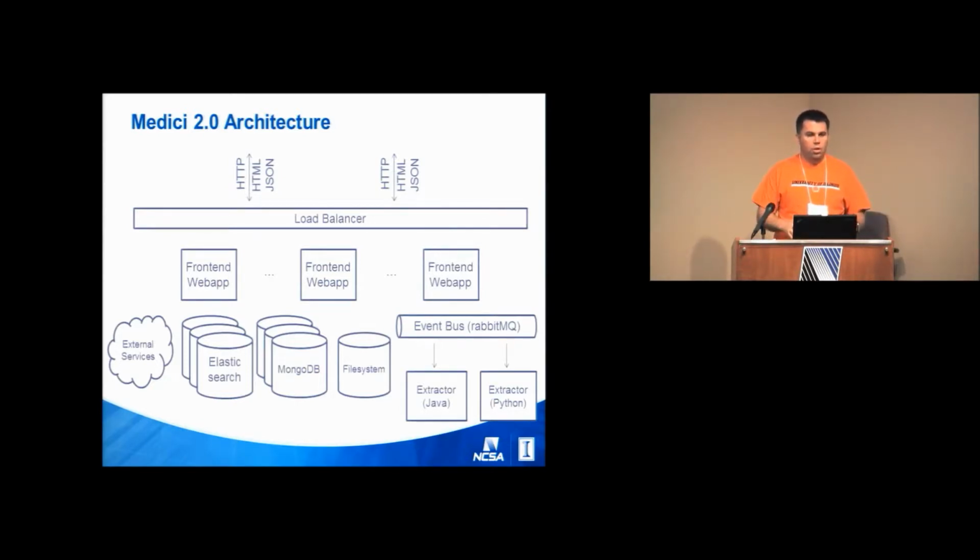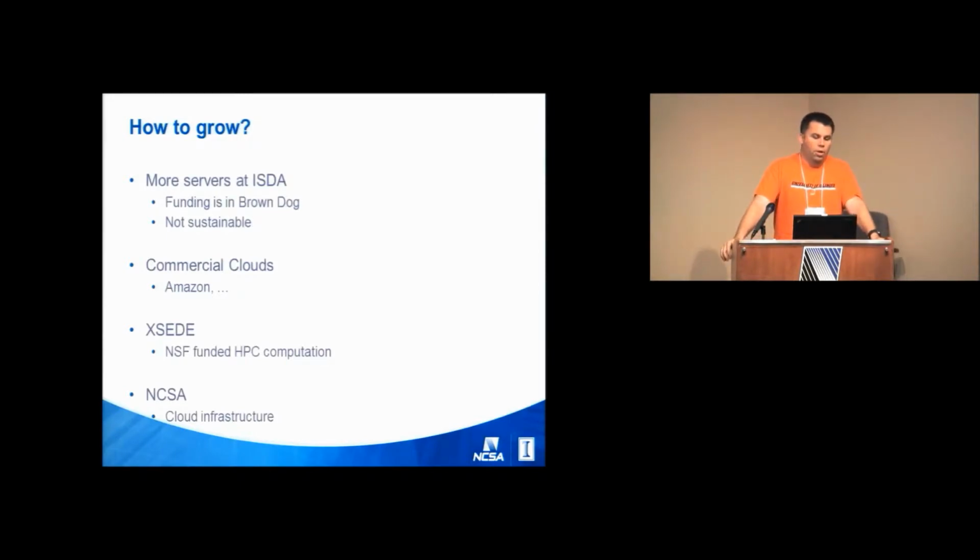Most of these systems can grow vertically as well, of course, but they're really set up to grow horizontally, and that's where we want to go. So how can we grow? Well, first step, we can add more servers to Aista. We have some funding in Brown Dog for this, and we can do it, but it's not sustainable, right? We have a certain limited amount of money, and personally, I think it's better spent on people money so that we can help you better with your research problem than adding more servers to our capacity.